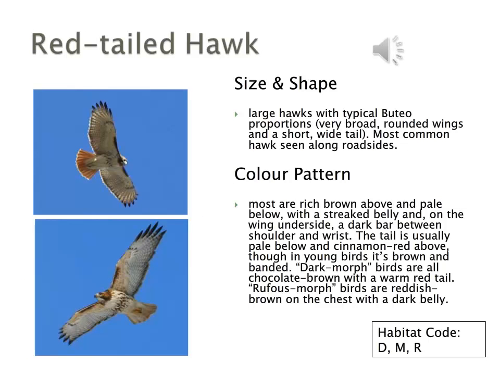Our next is the red-tailed hawk, which is a very large hawk in terms of proportion. It's most commonly seen along roadsides, which is where you're likely to observe them. They're rich brown above, very pale below, with a streaked belly with that characteristic brown patterning. So you can see that present in both of the images.